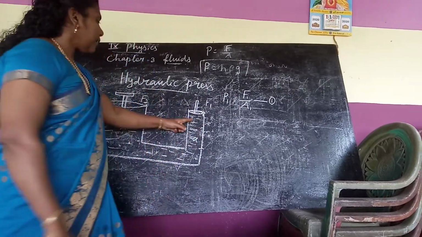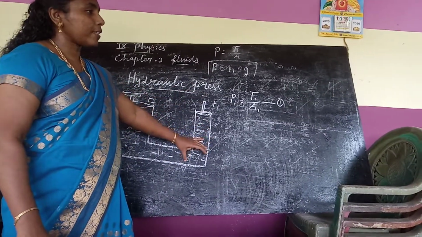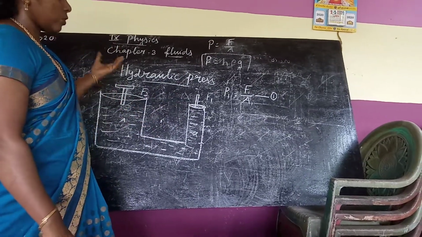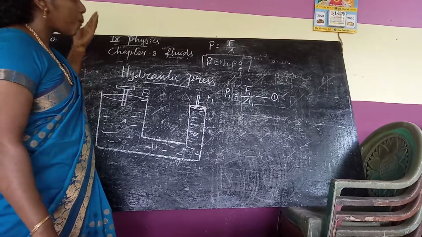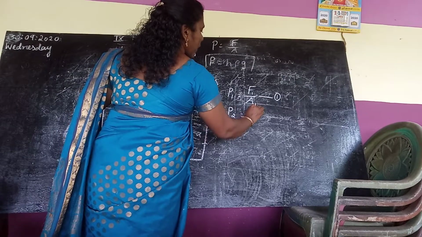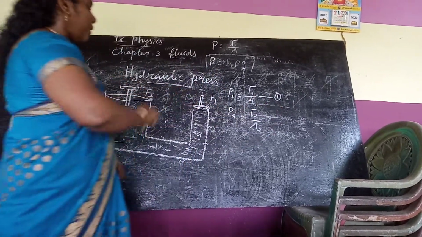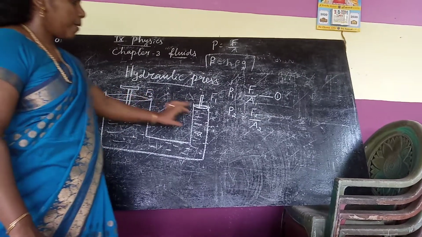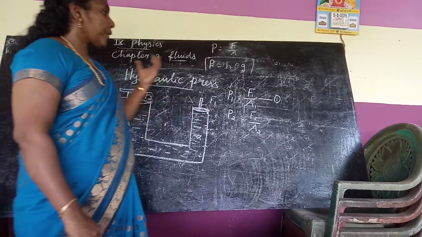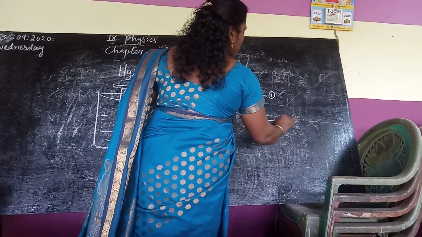Next, the external force we are applying on the incompressible liquid flows equally in all directions. Now this is the upward direction, that is F2. So the pressure P2 equal to F2 divided by A2. What is F2? The force in the larger cylinder. A2, the area of cross section of the larger cylinder. P2, the pressure in the larger cylinder. So this is equation number 2.